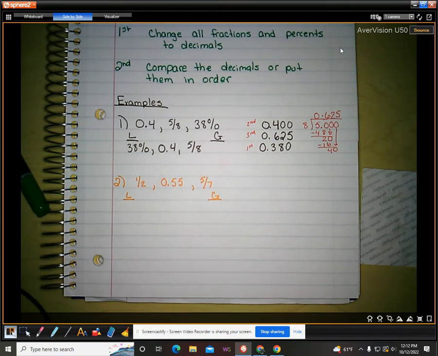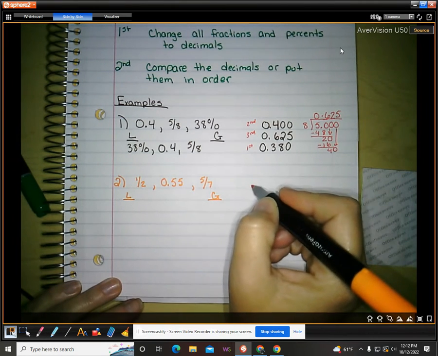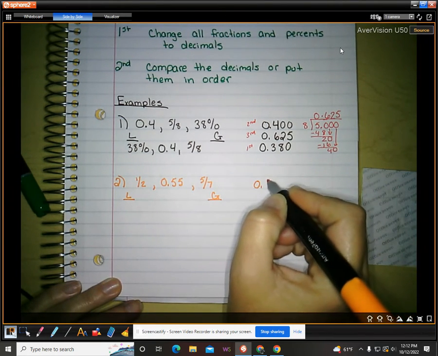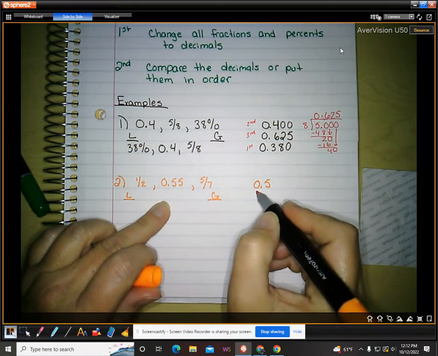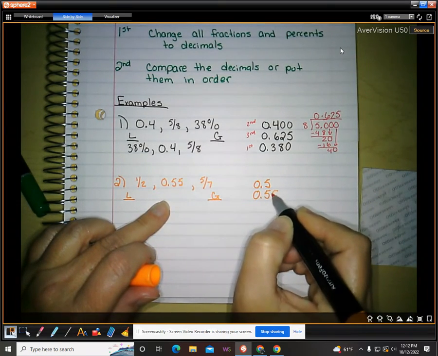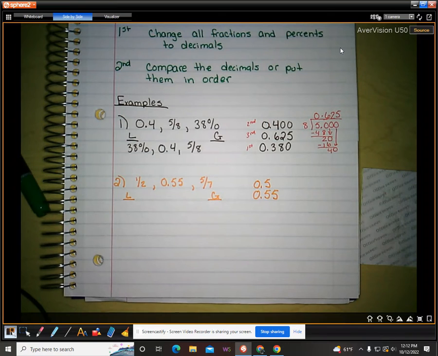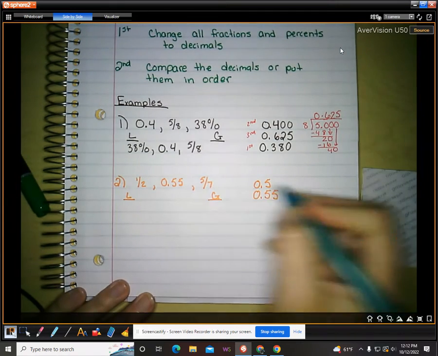Anyone have any idea what 1/2 would be as a decimal? Think of this, half a dollar. Dominic? 0.5, 50%. 55 hundredths is already figured as a decimal for us. 5/7, I would have to divide. That's definitely not one that I memorized. Okay? But they're small numbers. It's not going to take me long.